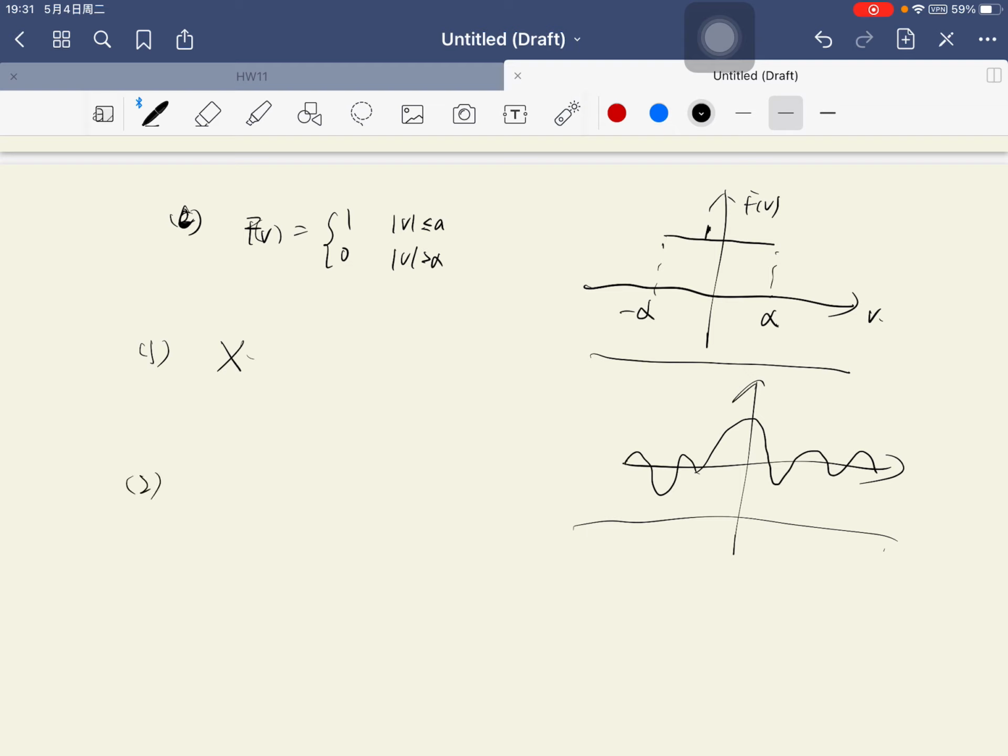And for the second, the spectral density, it could represent the power spectrum, because the function is obviously bigger than or equal to 0, so it could represent the power spectral density function.